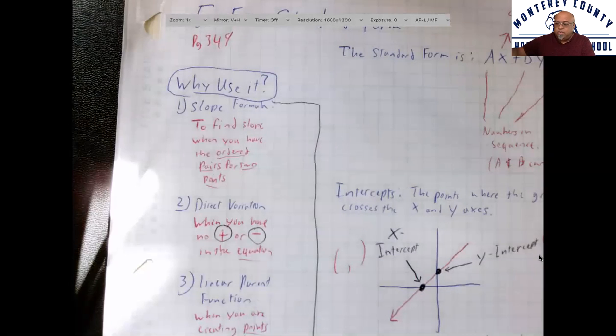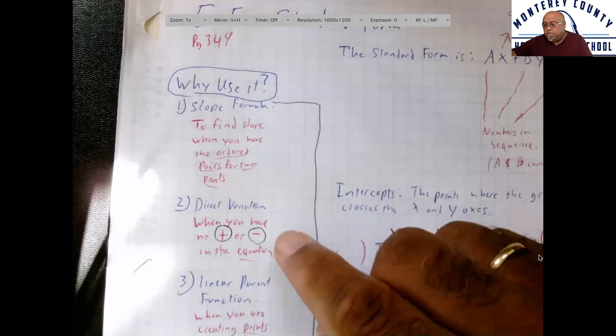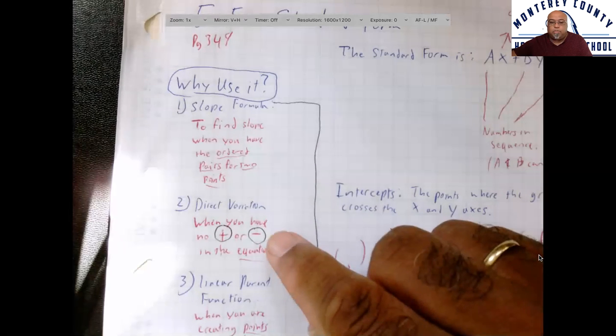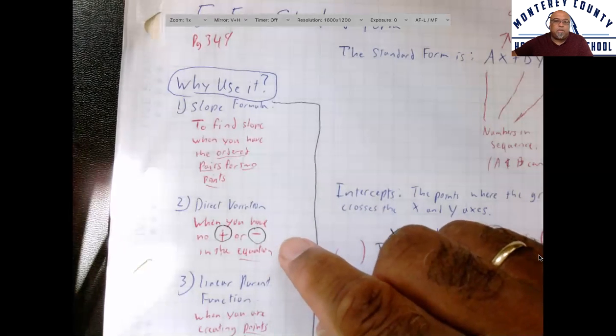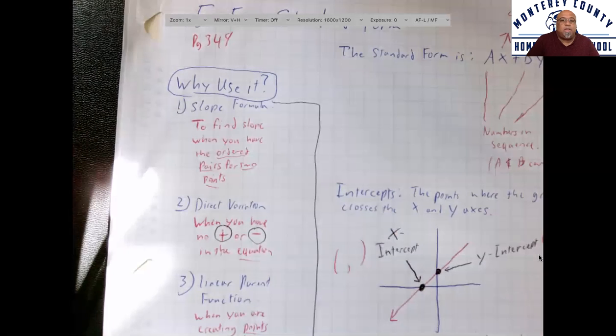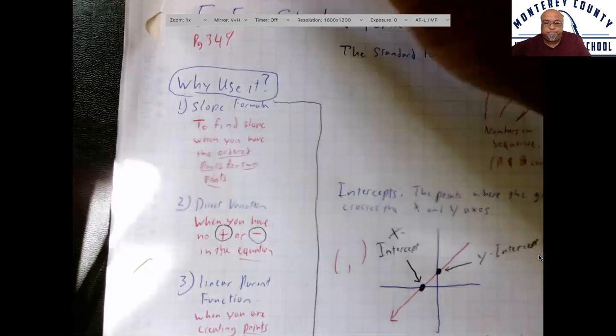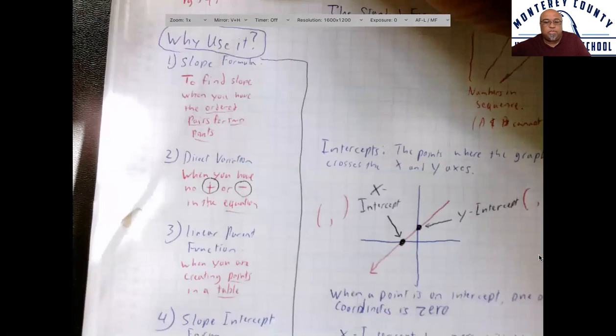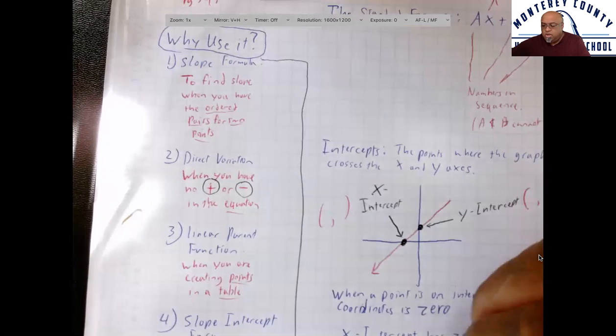Why do we use direct variation? When you have an equation that has no plus or minus in the equation. Now in direct variation, it is implied that there's going to be a coefficient of x, or basically it's going to be multiplied by something, and we think of it as the rule.